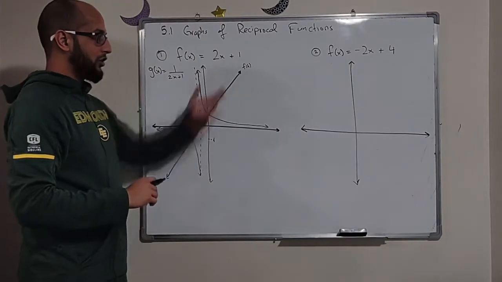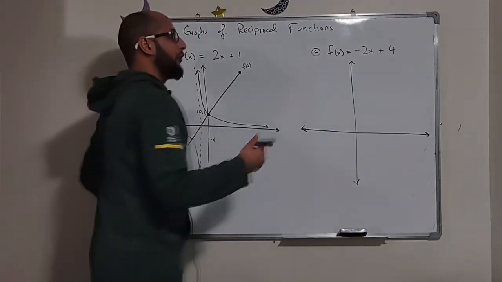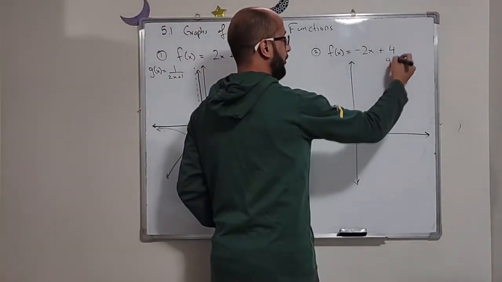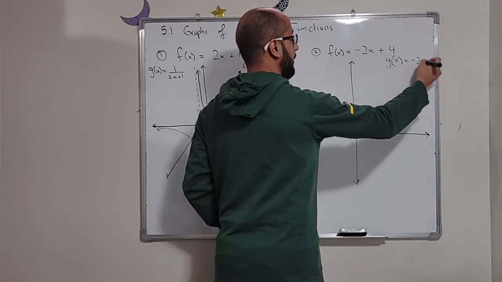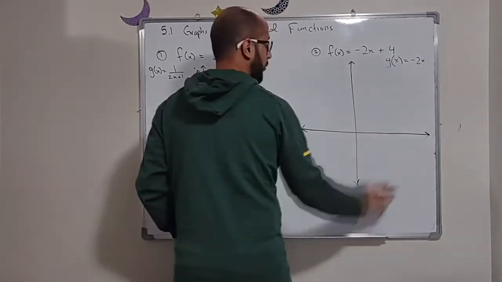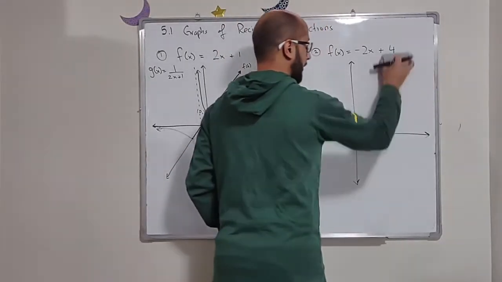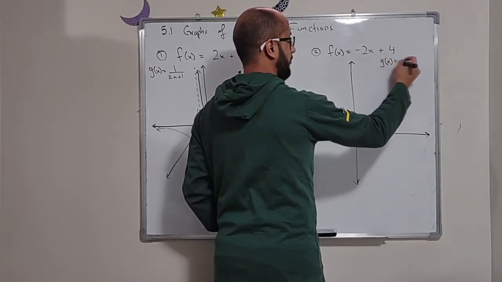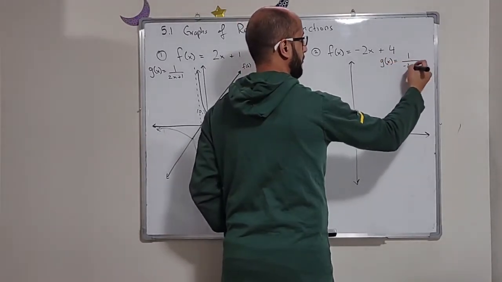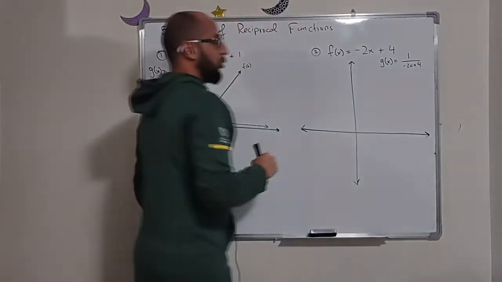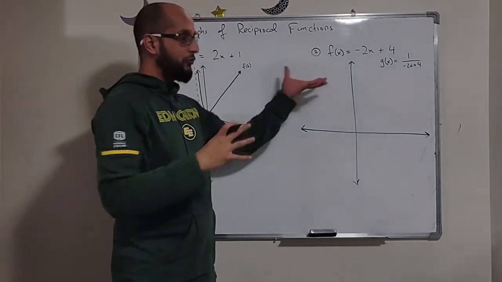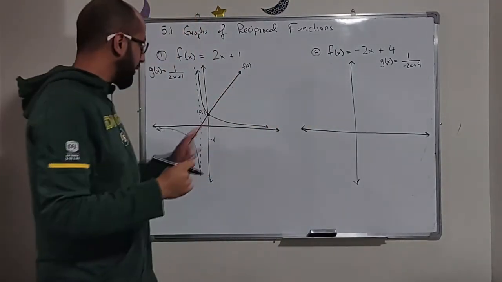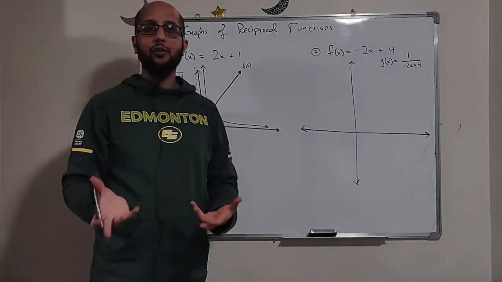Okay. Let's apply the same thing again for negative 2x plus 4. We are going to graph g(x) is equal to 1 over negative 2x plus 4. For this question though, we are not going to graph the original function. We're just going to look at what values we know.